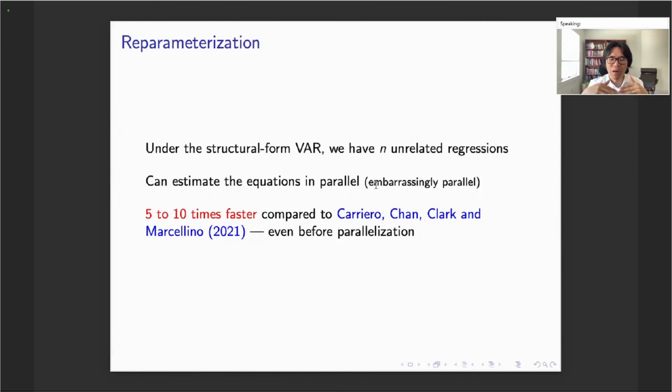So you can speed up by 100 times, depending on how much computing power you have access to, right? But even if you don't do parallelization, just using this parameterization can save you 5 to 10 times in computation speed compared to the algorithm I just mentioned in the reduced form.